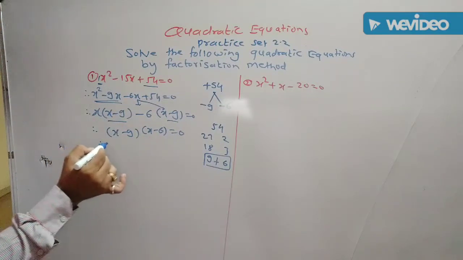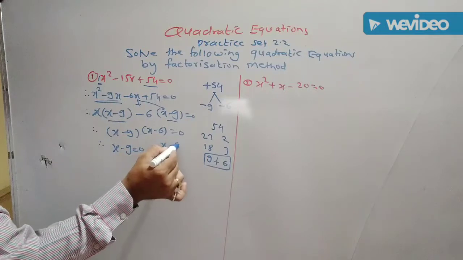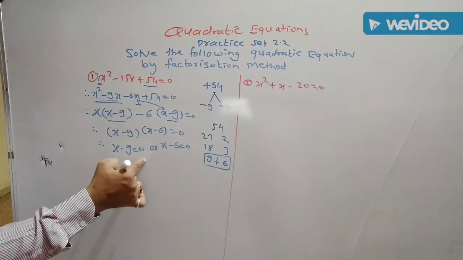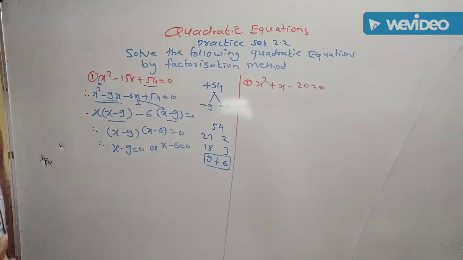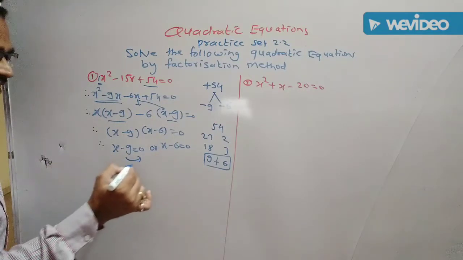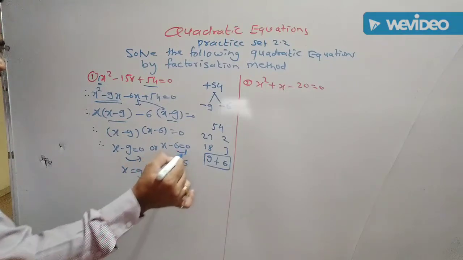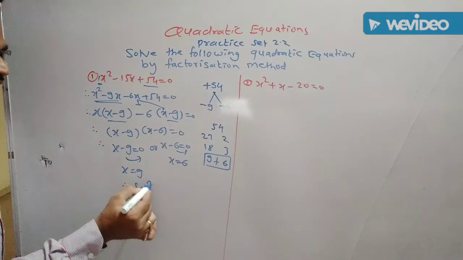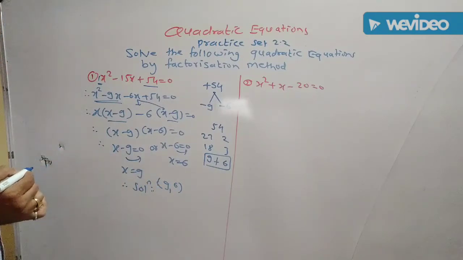Is equal to 0. Therefore the first bracket is 0 or the second bracket is 0, that is x minus 9 is equal to 0 or x minus 6 is equal to 0. Then x minus 9 is equal to 0, minus 9 gets converted to plus, and minus 6 gets converted to plus, and therefore the solution is 9 and 6. This is the first example.